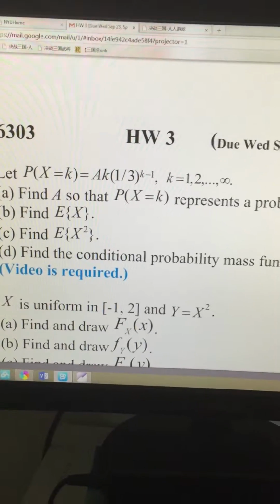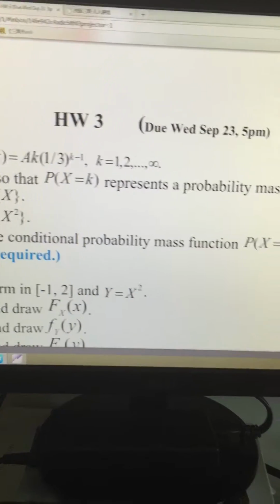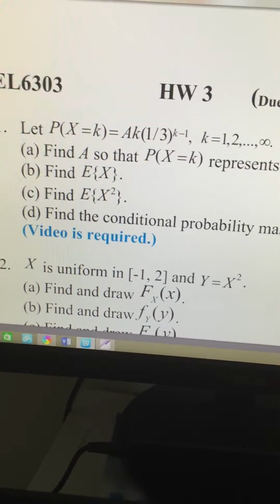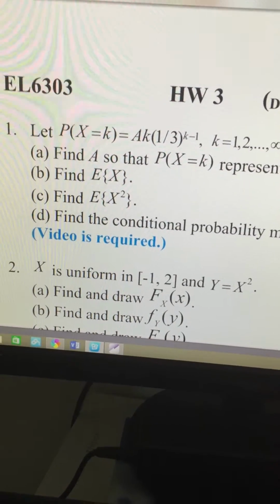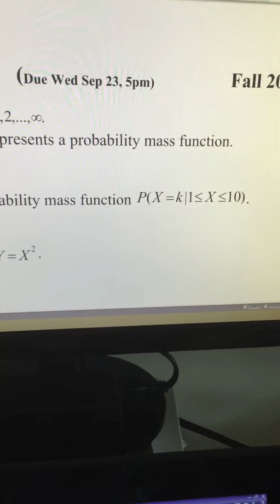For problem 1, we need to find P, the probability of x equal to k, which represents a mass function, and also to calculate the mean of x and the mean of x squared, and find the conditional probability mass function of this one.